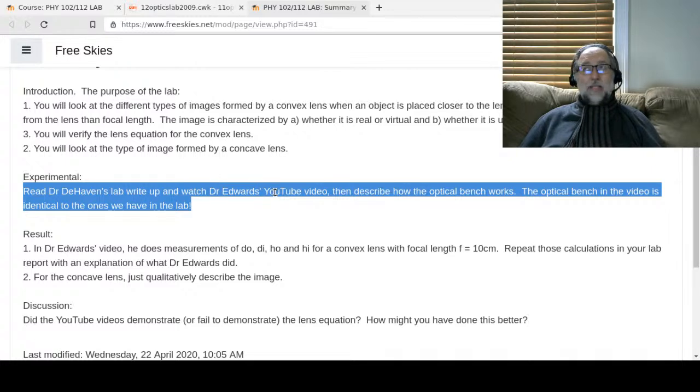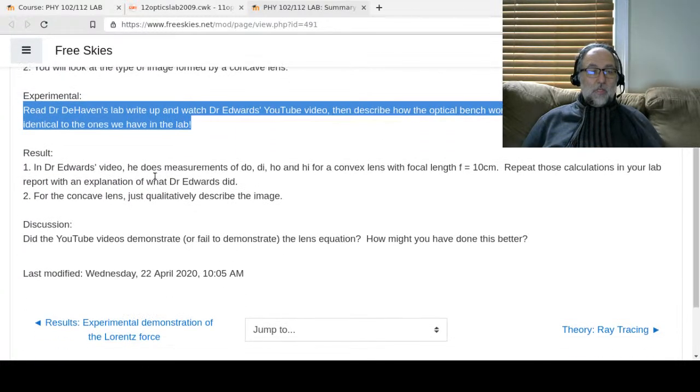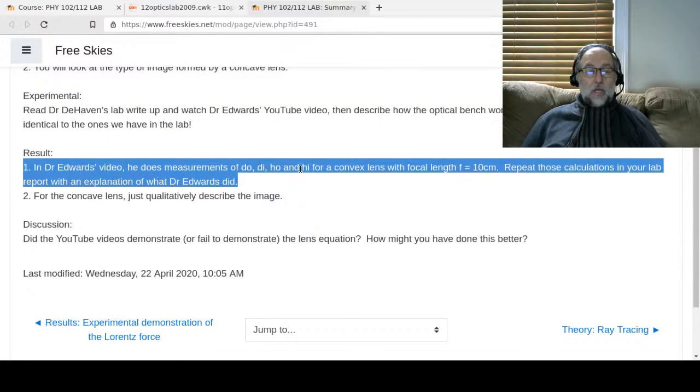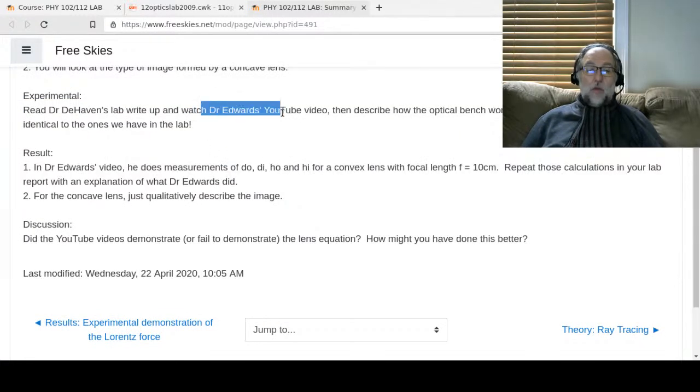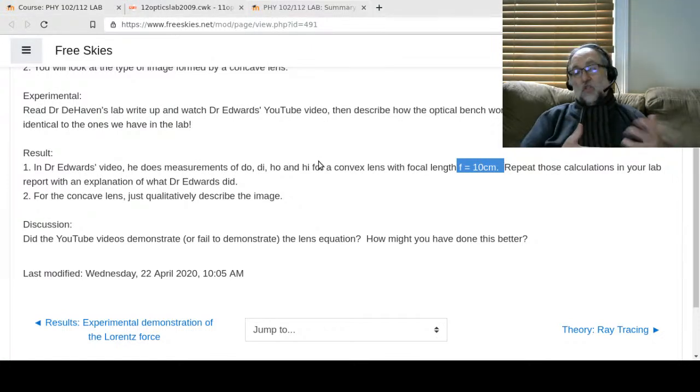There's really not much to it, it's not at all deep, but just describe how the optical bench works. And then in the results section, watch Dr. Edwards' video again, and he does measurements of DO, DI, HO, and HI. And his lens, he only uses one lens with a focal length of 10 centimeters. Repeat the calculations that he does, or just a sample of the calculations that he does for your lab report, and explain what's going on there.